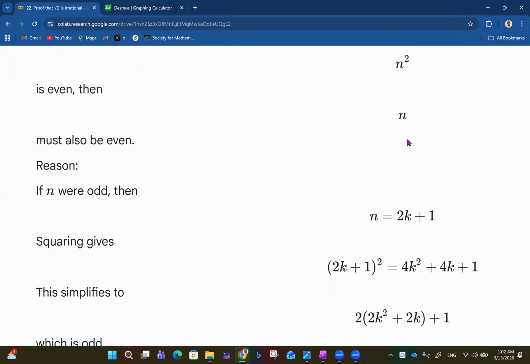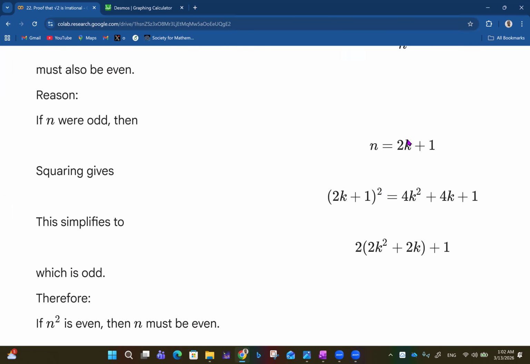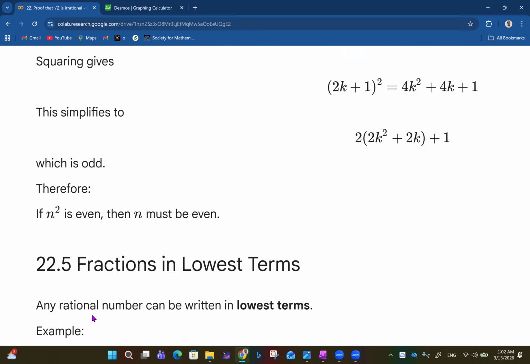The reason is, if n were to be odd, then it means we have n equals 2k plus 1. In that case, we have 2 into k plus 1, all squared. If we square that, we have 4k squared plus 4k plus 1. Clearly, 4k squared is even, 4k is even, but the plus 1 means that it's odd. So this simplifies to 2 into 2k squared plus 2k, plus 1. This plus 1 is making it odd already. Therefore, if n squared is even, then n itself must be even, right?